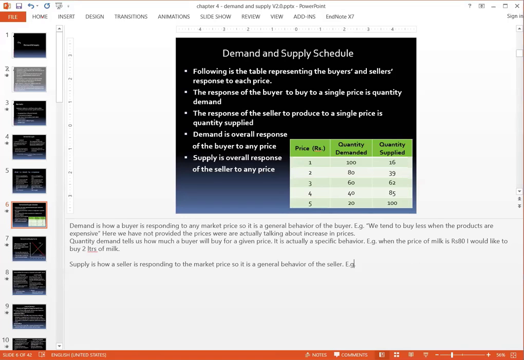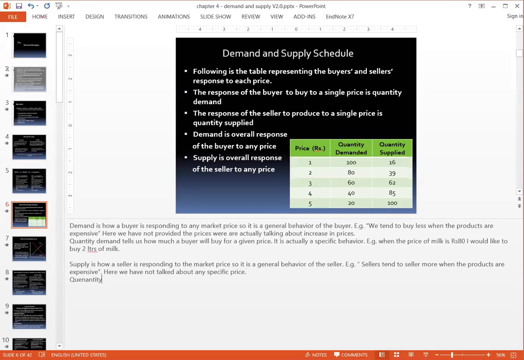Okay. For example, sellers tend to sell more when the products are expensive because they tend to earn more from that. Here we have not talked about any specific price. Okay.